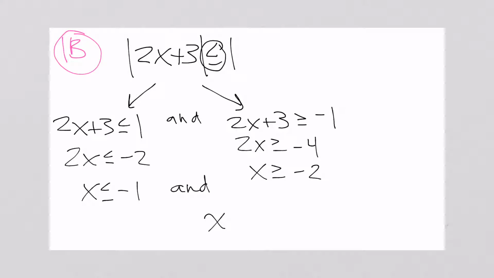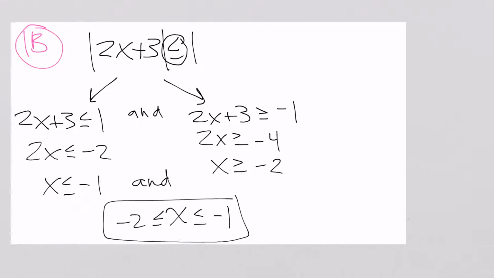We should write it as a compound inequality. X is greater than or equal to negative 2, and x is less than or equal to negative 1. So that would be our compound inequality.